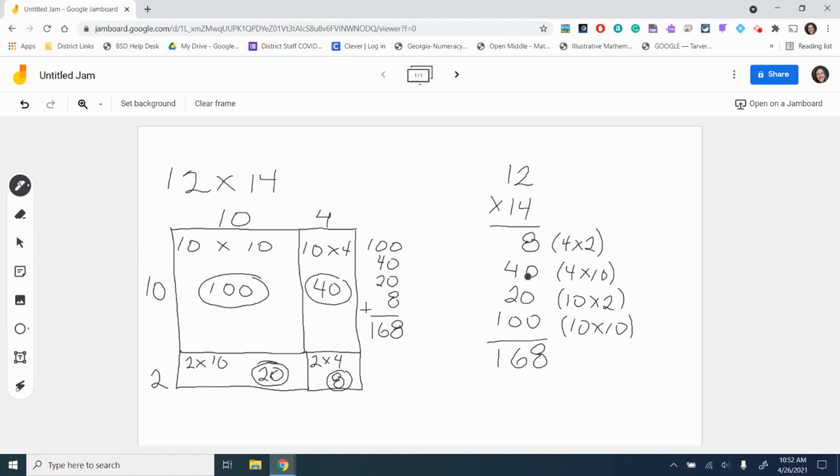Let's next see if we can find the 40. 4 times 10 over here is 40. 10 times 4, commutative property of multiplication, equivalent, and they both have a product of 40. How about the 20? Here's 20. 2 times 10 is 20. 10 times 2 is 20. And 100. There's our 100. 10 times 10 is 100. So we can help students make connections between those two strategies.